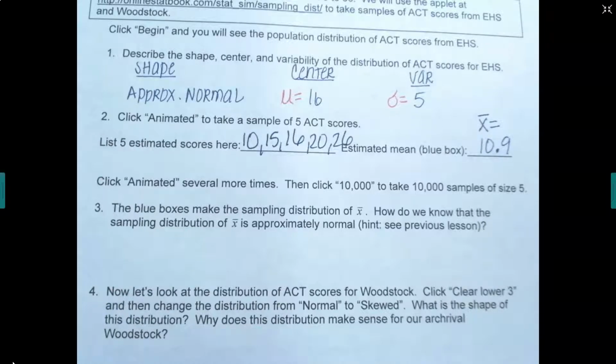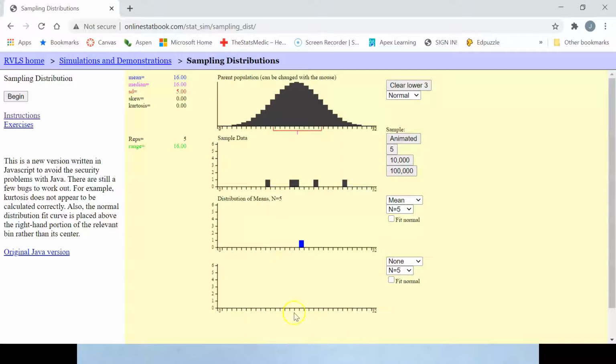Alright, so now I'm going to click the animated button a few more times to give you an idea. We take a second sample of 5, and the average from those 5 is going to drop down here. So here's a second sample of 5, and there's the mean of that 5. Another sample of 5, and the mean from that 5. Okay, so this is one sample, and this is the aggregate of all the averages of those individual samples of 5. The blue dot is one sample of 5 which has a mean of whatever this number is.